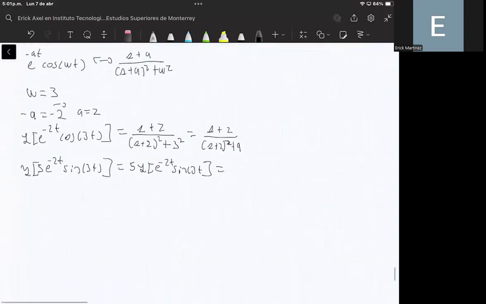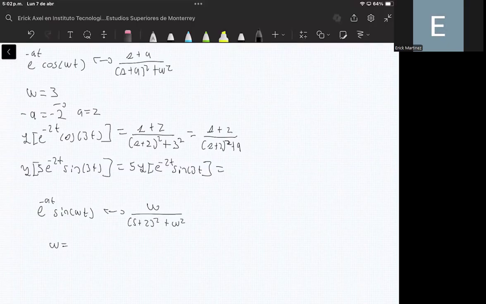And the Laplace transform of an exponential multiplied by a sine wave is equal to omega divided by (s plus a) squared plus omega squared. If you compare this, omega is equal to 3, and a should be equal to 2. So again, we can substitute these values into this relationship to compute the Laplace transform.